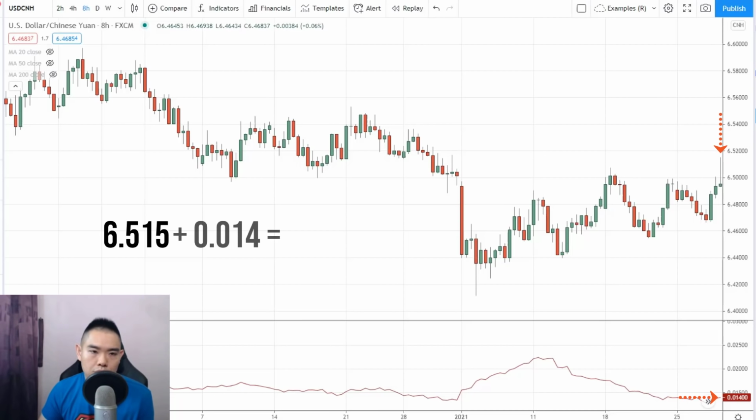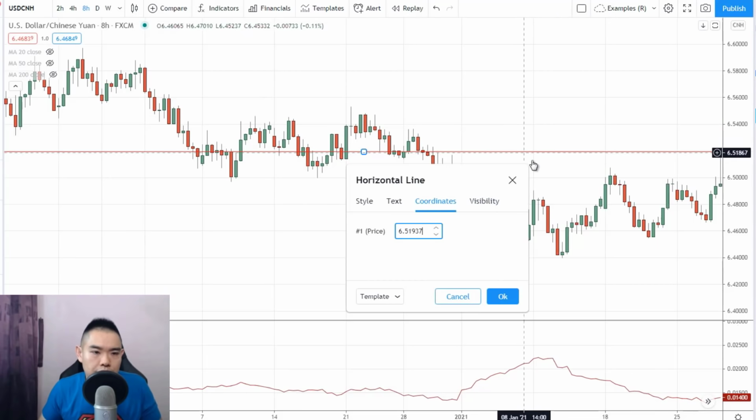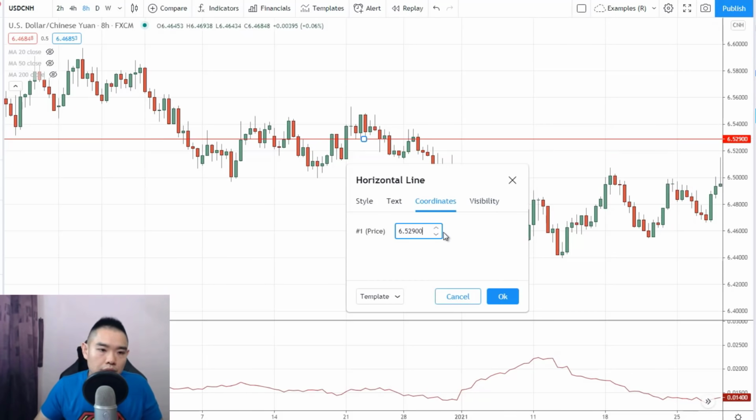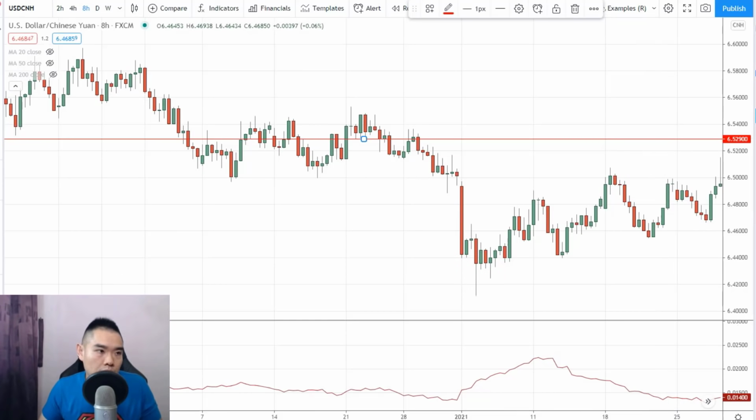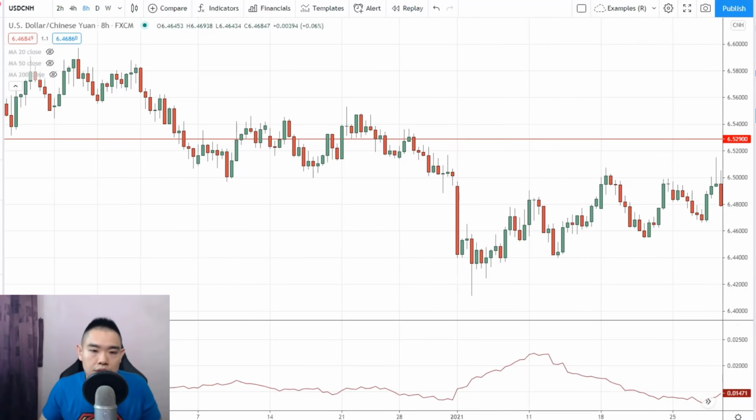So 6.515 plus 0.014 gives us 6.529. That is where your stop loss is. If I draw out the red line at 6.529, there you go. So let's say you enter on the next candle open, which is here. Your stop loss will be at this red line over here. So from here all the way down to here, this is the size of your stop loss. Make sense?